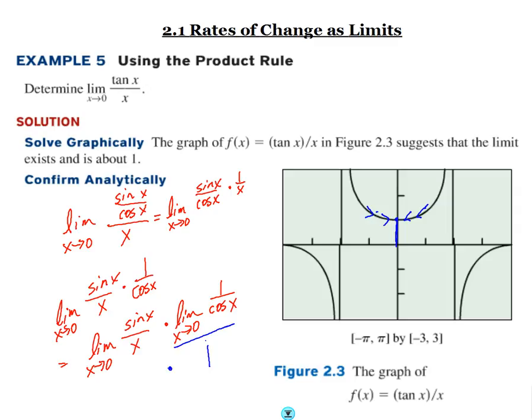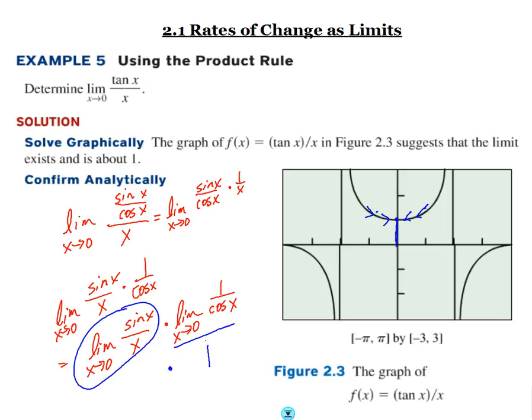Times, now I have this funkiness over here. If you're paying attention, if I put in 0 here, sine of 0 is 0, all over 0. I have 0 over 0, my snowman. There's a hole. Great. Now I'm going to be honest with you. This is one limit that you must memorize. This right here is a memorization.